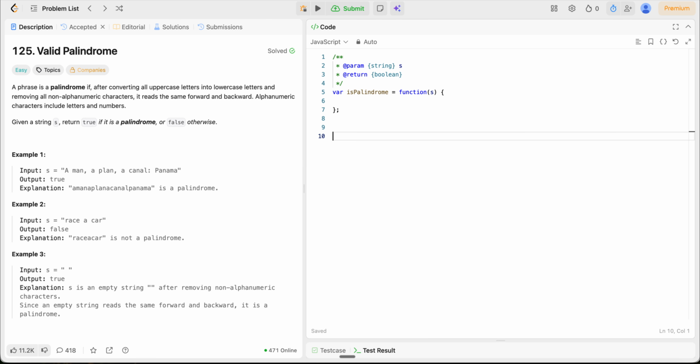Okay, let's understand. Point 1, alphanumeric. When they are saying letters and numbers, they are saying A to Z, capital A to Z, and 0 to 9. These are the alphanumeric characters.